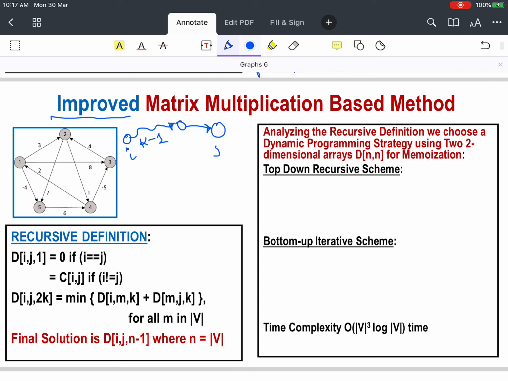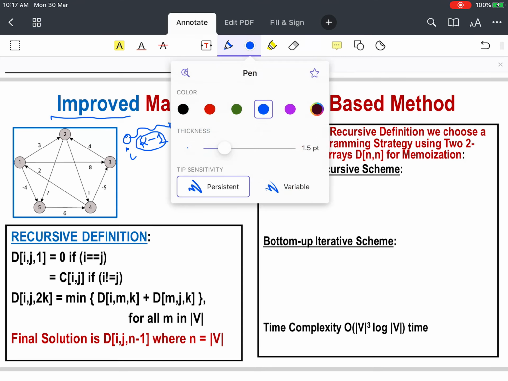So if this was i, this was j, and this was m, then we tried to find out whether there is a cost of length at most k minus 1 from i to m and an edge e from m to j, and we were finding whether we can update the cost. What we can now do is something even more interesting.